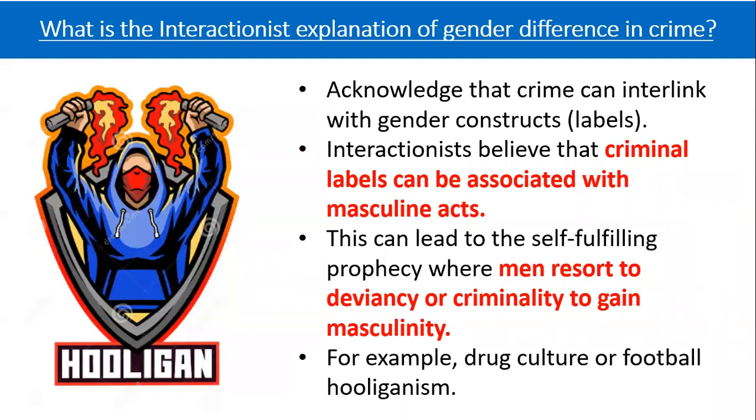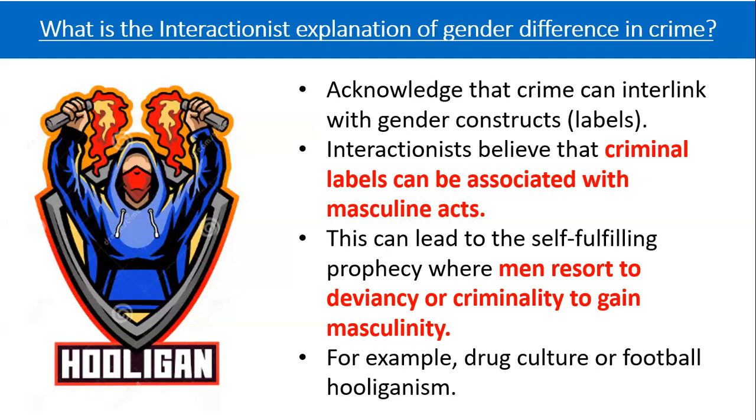So the interactionists now, or labeling theory, acknowledge that crime can interlink with gender constructs. So ideas of what it is to be a man or woman, to be masculine or feminine. And interactionists believe that criminal labels can be associated with masculine acts. This can lead to a self-fulfilling prophecy where men resort to deviant or criminal behavior to maintain or gain their masculinity. So an example of drug culture or football hooliganism.